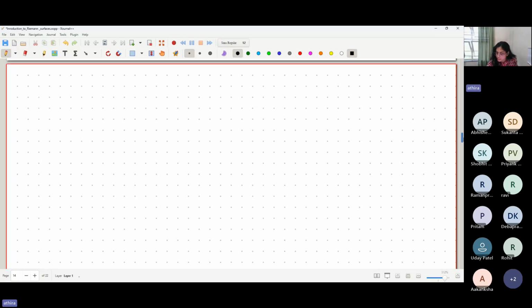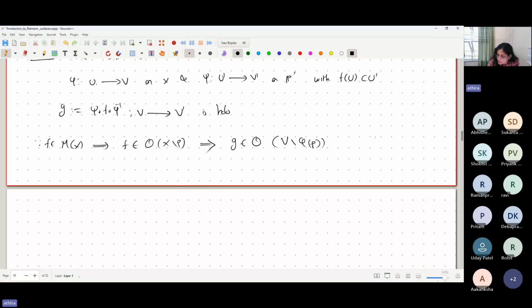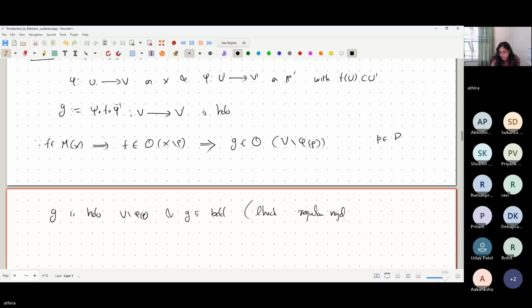Let's take p belonging to capital P. I am considering only one point p. Then G is holomorphic on a deleted neighborhood of phi of p, and also we can show that G is bounded. This is actually a check. You can use regular neighborhood tools from smooth manifolds to show that G is bounded.